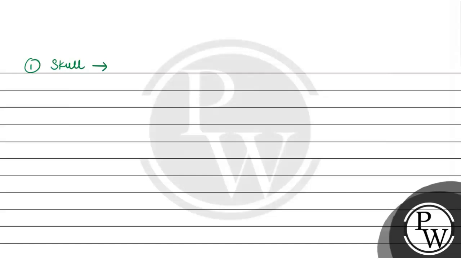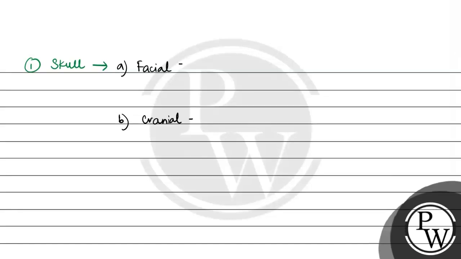Skull further consists of two set of bones. First is the facial and second is the cranial. Facial bones consist of the front of the skull and is composed of 14 bones. जो cranial bone होता है, it is basically the hard part of the skull, which is called the cranium, and it is composed of 8 bones.